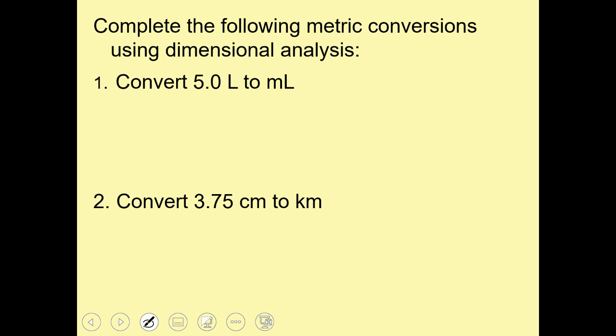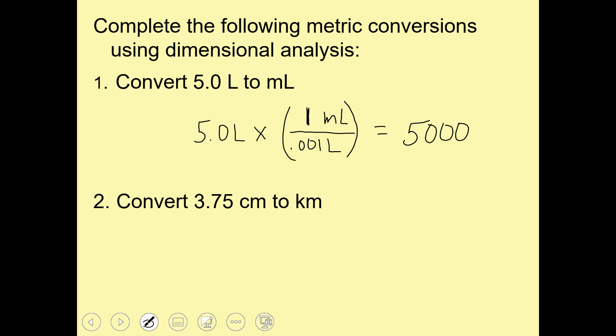Now, you can do metric conversions the same way. Like, we've got 5 liters here. We can set up a factor, and we can go from liters to milliliters. Then you have to go back to the metric chart where 1 milliliter is equal to 0.001 liters. So you're going to divide by 0.001, and that's going to give you 5,000 milliliters.